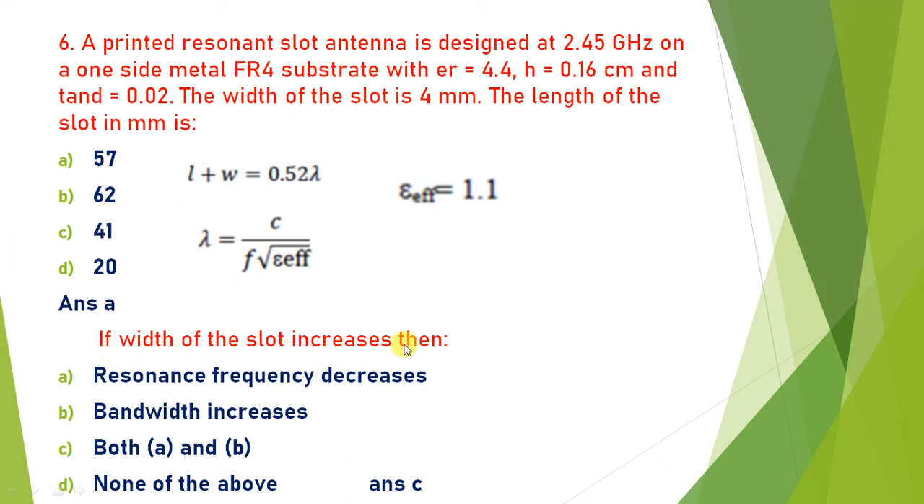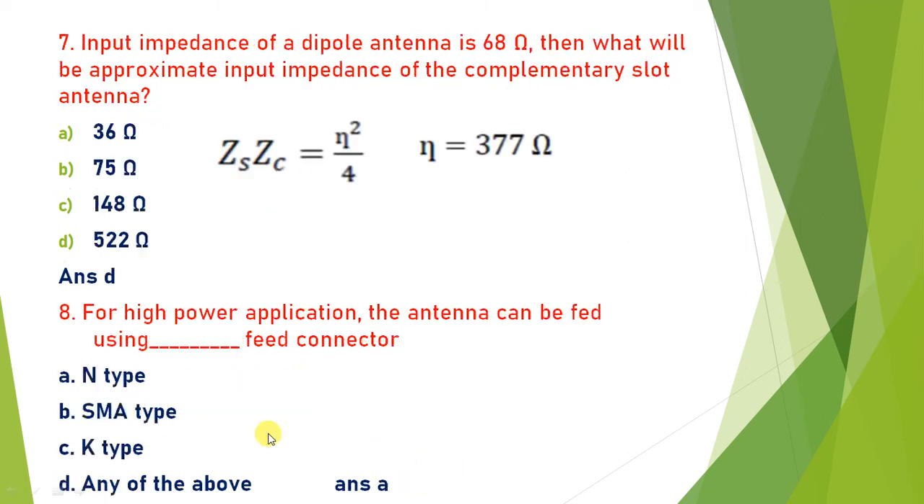If the width of the slot is increased, then what? If the slot width increases, then definitely bandwidth will increase, and bandwidth is inversely proportional to the resonant frequency. So if bandwidth increases, resonant frequency decreases. So A and B both are correct. So the answer is C. Both A and B are correct. So if the slot width increases, bandwidth increases and resonant frequency decreases. So the answer is C.